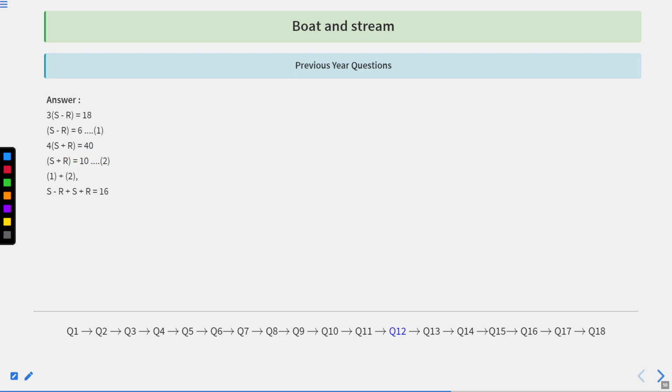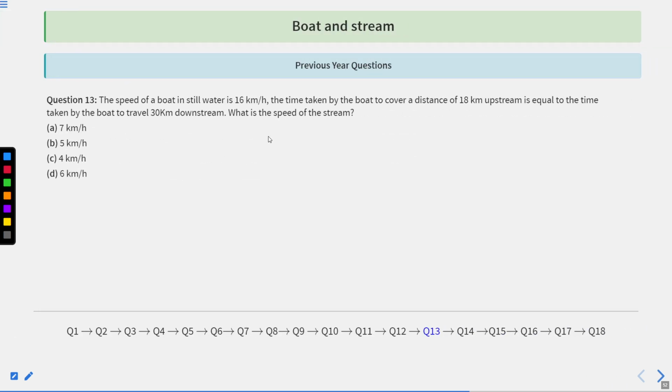So adding these two equations, I will have 2s equals 16. So s equals 8. Therefore, the speed of the boat in still water is 8 km per hour. That is option B. Moving ahead with problem number 13.